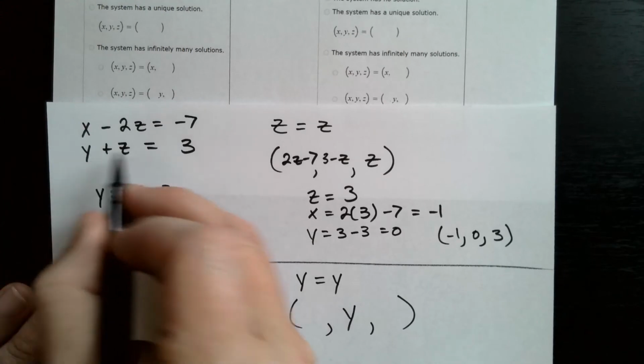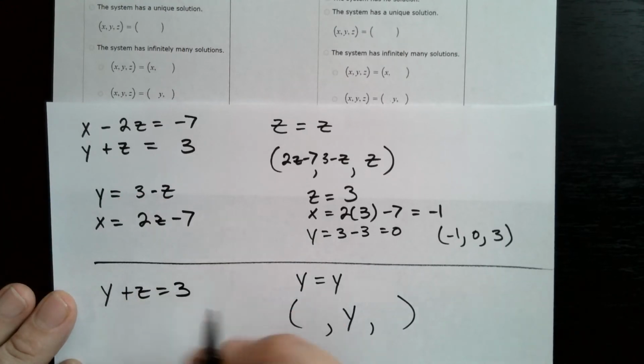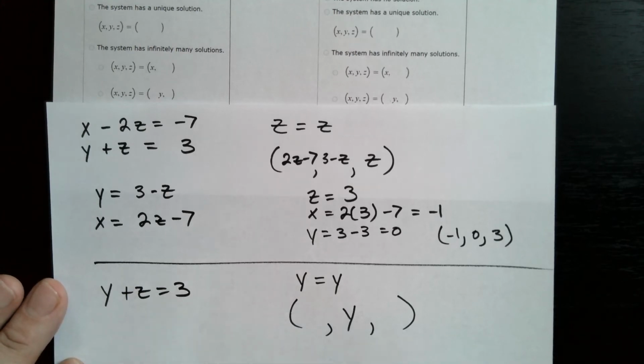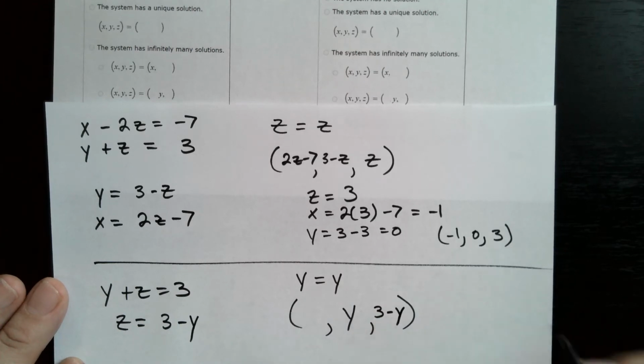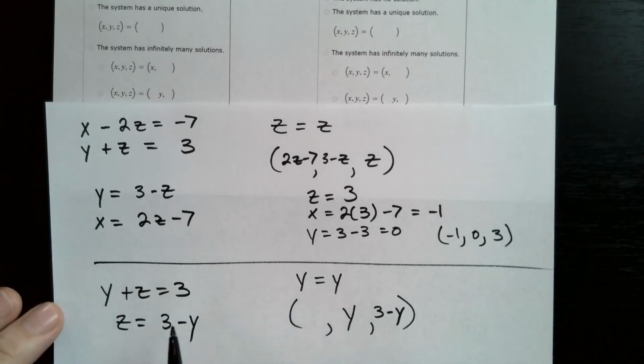Okay, so the first one's pretty easy. We can use this one right here, y plus z equals 3. We can just move the y over. Okay, so z is equal to 3 minus y when we subtract it over. So 3 minus y gives us our z term there. Okay, for the x term, it's going to be a little bit more involved. We're going to use this equation, x minus 2z equals negative 7.